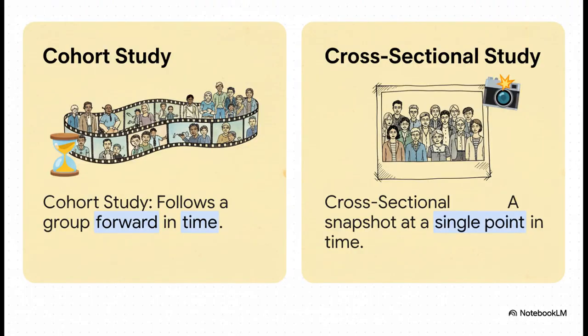Okay, our first huge clue comes down to one single word: time. See, a cohort study is like watching a movie. You follow a group of people forward, you see how their story plays out over years, even decades. That's totally different from a cross-sectional study, which is more like taking a single snapshot, a picture of one moment. Getting this difference is the key to cracking this whole case.